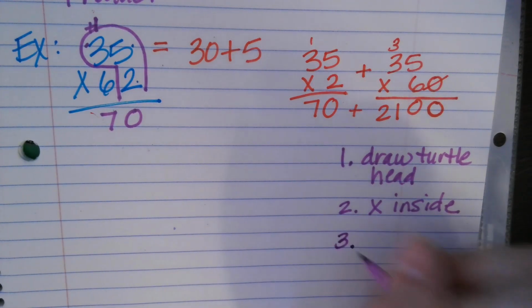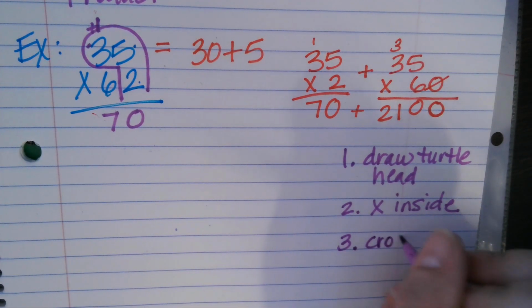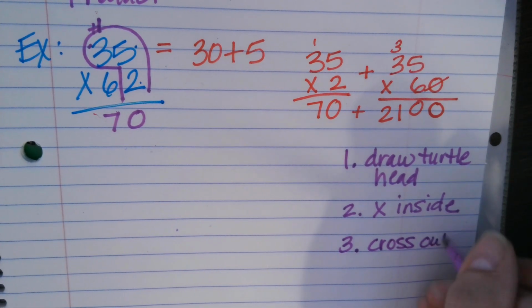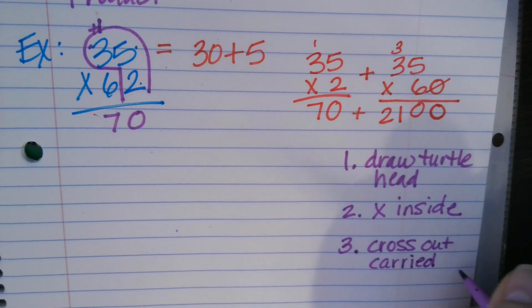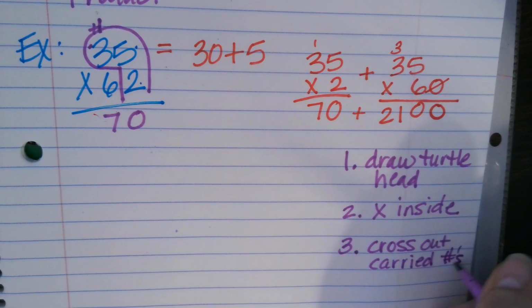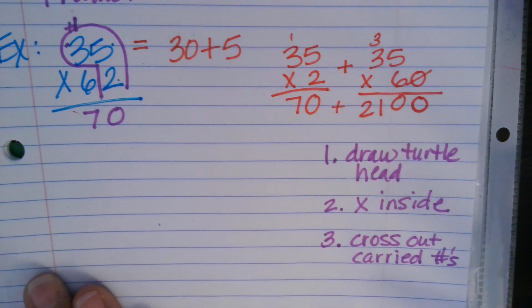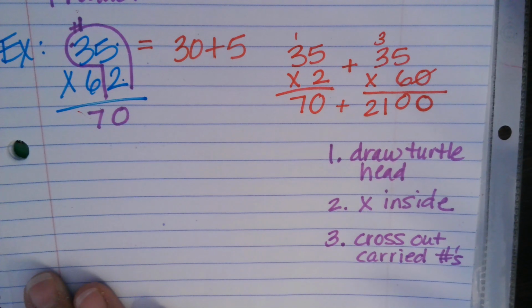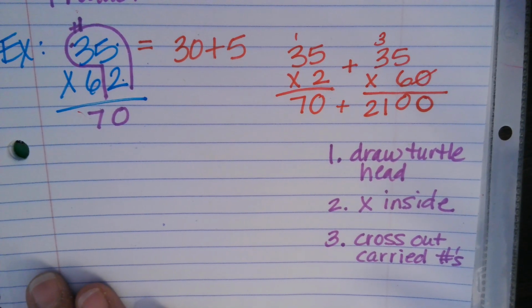So number 3, Step 3. You're going to cross out carried numbers. Okay? Go ahead and write that down. I know these notes kind of feel like a lot, but you know, every time we write those steps down the first time, your hand's cramping a little bit, but we won't have to keep writing them.